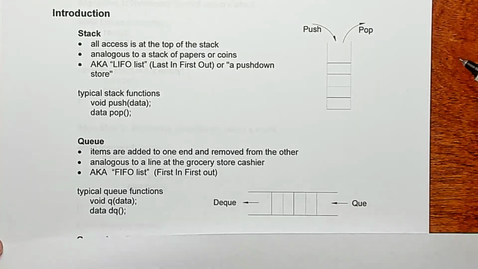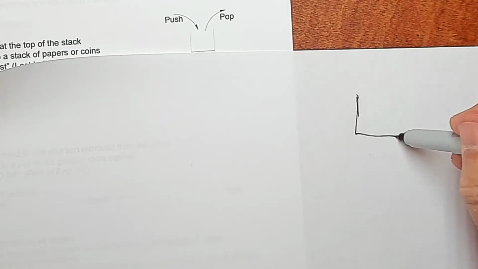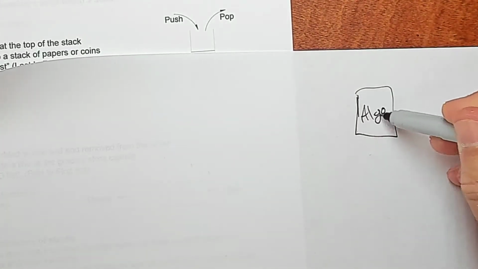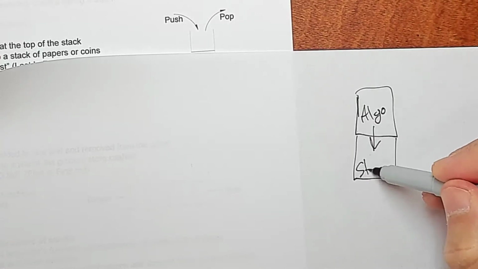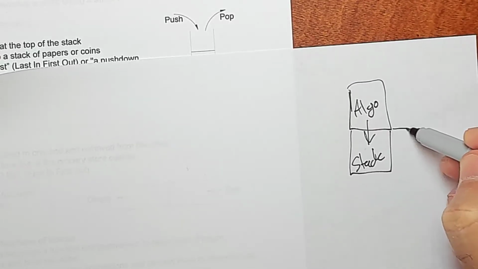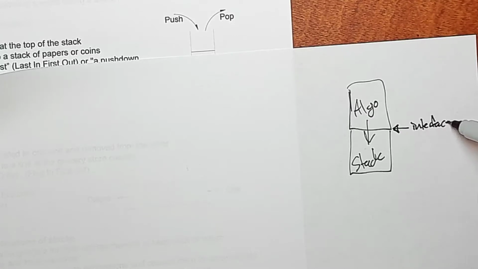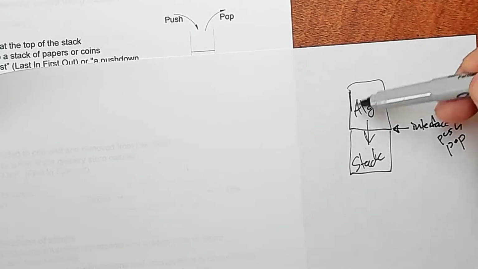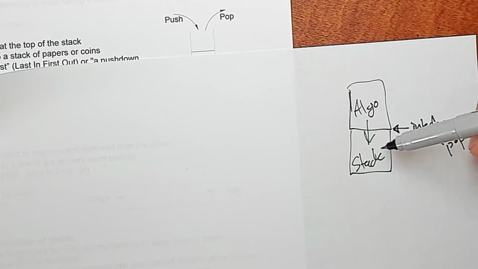So remember, we talked about containers before. We talked about the idea of an algorithm that uses a container of some kind. So this could be a stack down in here, and you have some algorithm that's using the stack, and this line right here is the interface. That is, in this case, it would be push and pop. So basically the algorithm is calling push and pop operations on this stack.